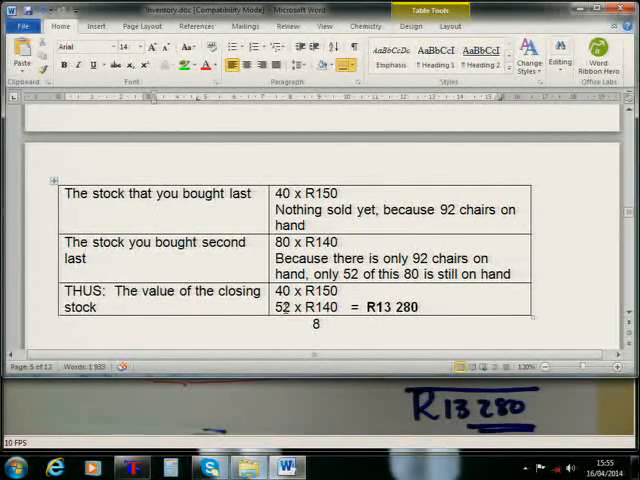There it is. The stock that you bought last was the 40 at 150 rand. The stock you bought second last was 80. But because there's only 92 chairs left, it is the 40 that we didn't sell of the last ones that we bought, plus 52 of this 80. So 52 times the 140 rand that we paid, and there is our total value of the closing stock according to the FIFO method.